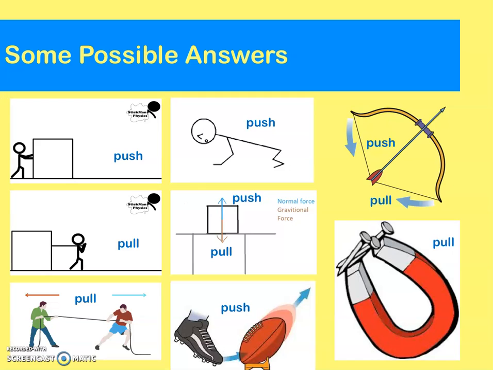The person's foot is going to push against the rugby ball and hopefully push it enough to push it into the air. The pull force of the magnet pulls the nails towards the magnet. And finally, again, in our bow and arrow, we have two forces. So we have the pull, so you're going to be pulling on the string to pull it back, and then that string is then going to push against the arrow and hopefully fly it into the air.